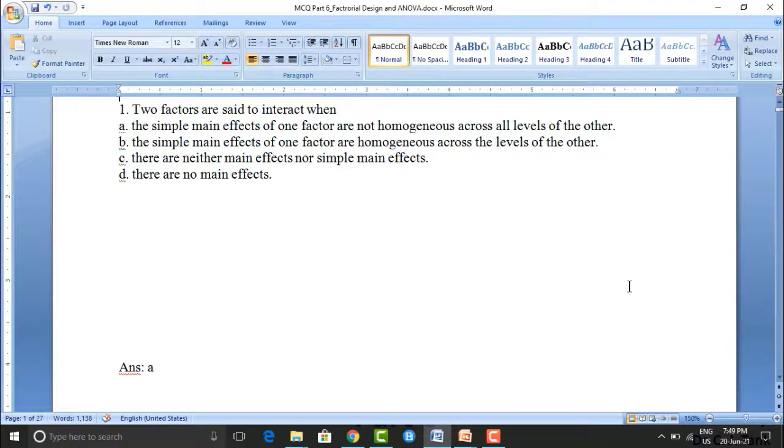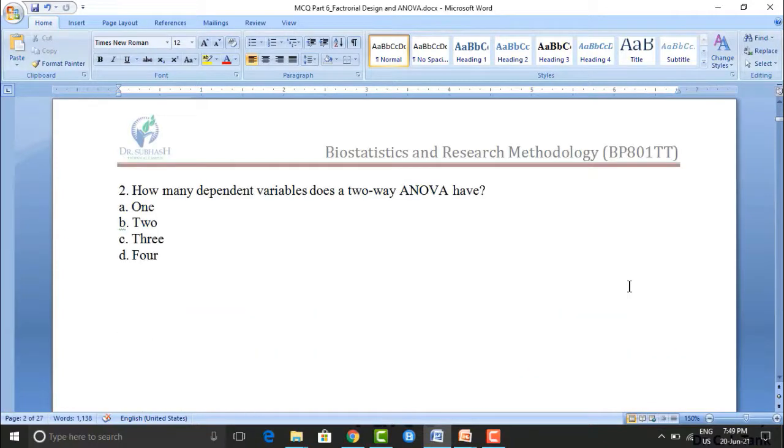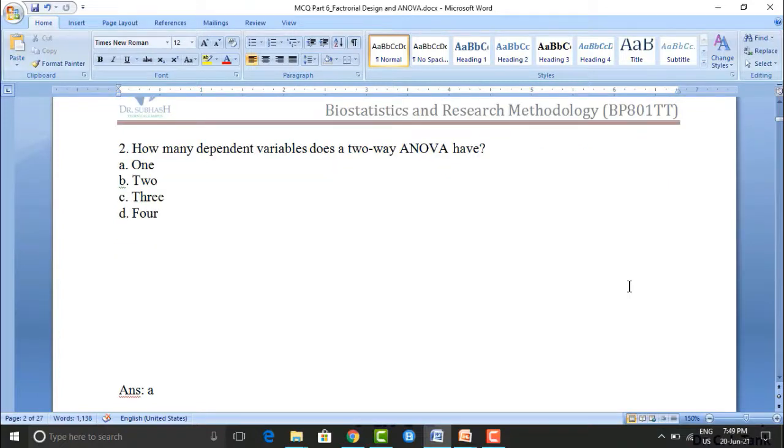of the other. Second question, how many dependent variables does a two-way ANOVA have? Option A 1, option B 2, option C 3, option D 4. The correct answer for this question is option A, 1.